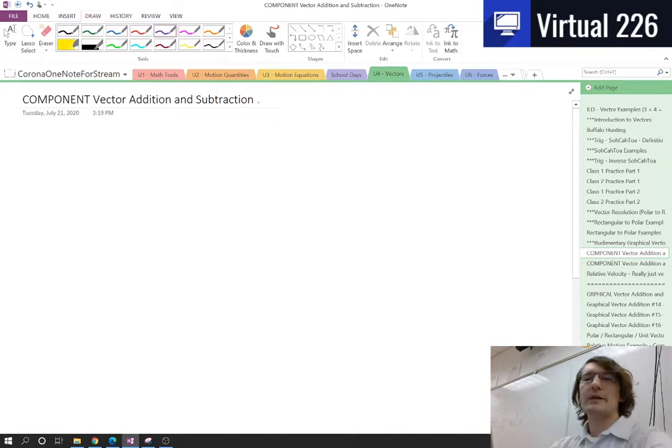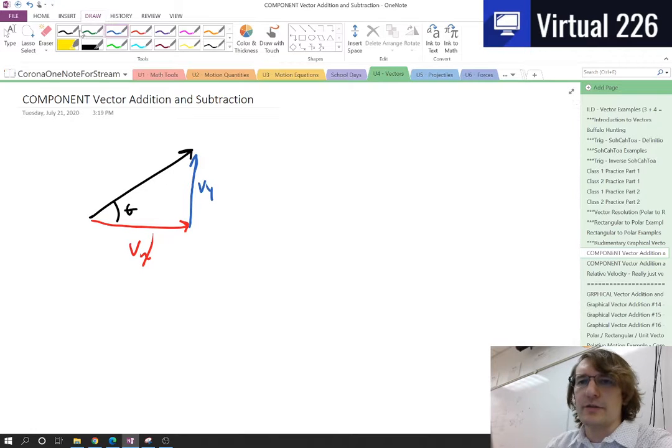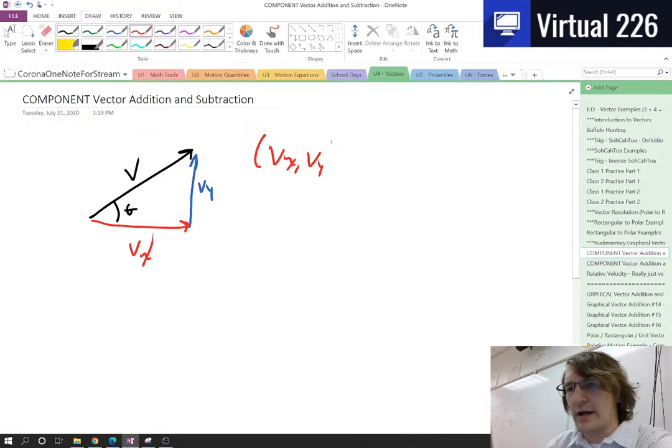So, what we're going to look at today is something known as component vector addition and/or subtraction. What we've previously talked about in some prior videos is the idea of a polar vector. If you have a vector v at some angle theta from the x-axis, we could break this up into an x component and a y component. And we could write this as just vx comma vy. That's x comma y.